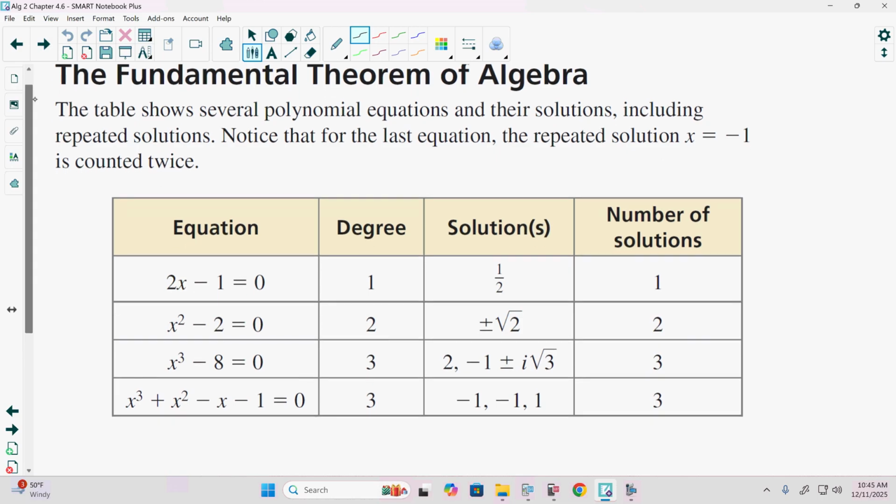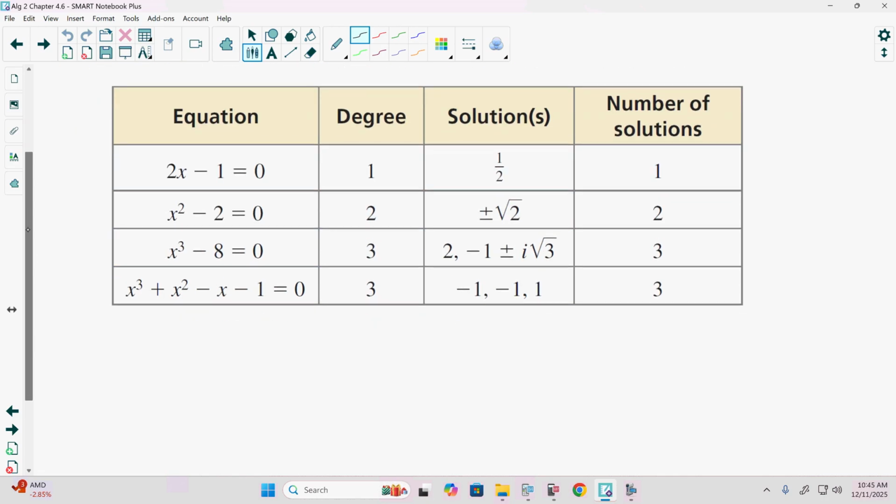Now, what we're starting 4-6 with is the fundamental theorem of algebra. This table shows several polynomial equations and their solutions. Repeated solutions are included. If we look at the first equation, we have 2x minus 1 equals 0. The degree is 1. The solution is 1/2, and the number of solutions is 1. The second equation is x squared minus 2 equals 0. The degree is 2. Our solutions are positive square root of 2 and negative square root of 2. We have 2 solutions.